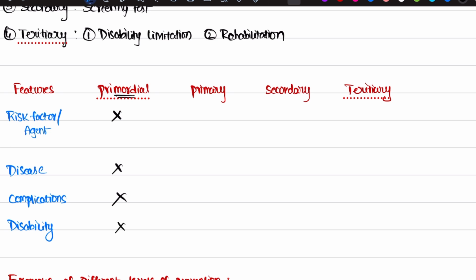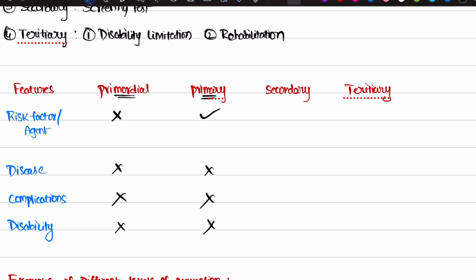But when it comes to the primary, let's say in the primary, answer me, is the risk factor present or absent? Yes, risk factor is present. Here is disease present or absent in the primary? Here only risk factor is present, disease is absent. So no disease, no complications. If no complications, no disability.